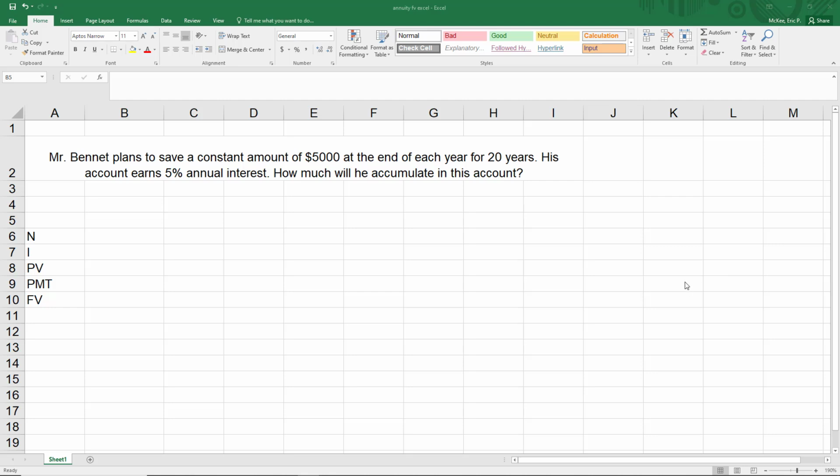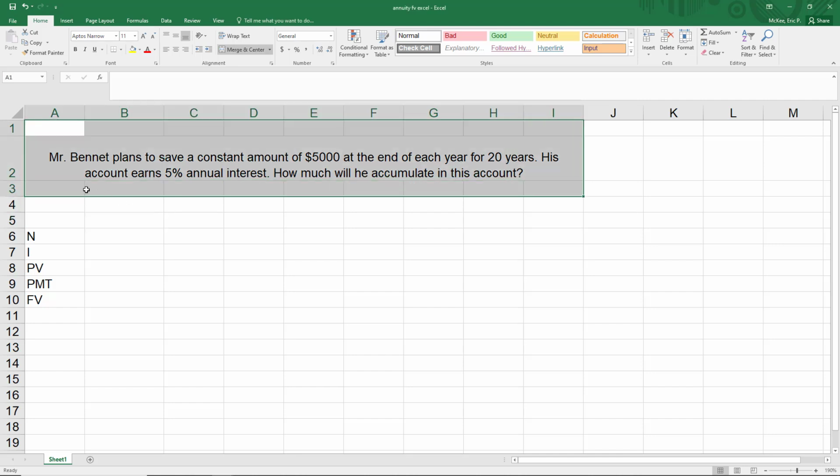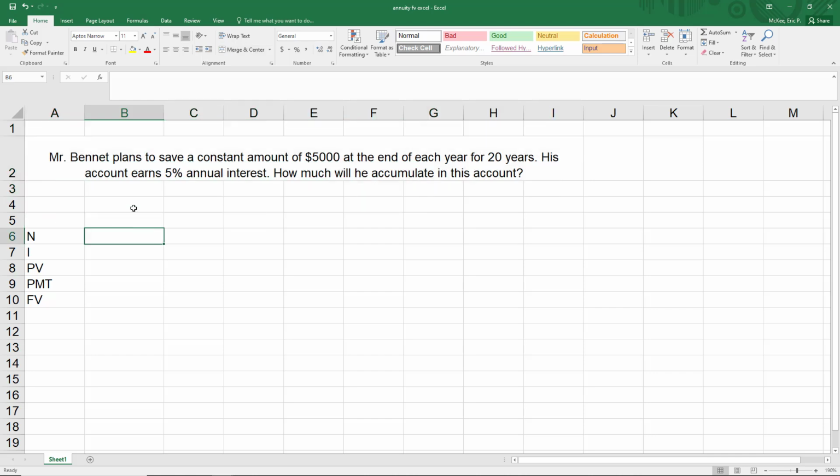I have prepared a standard annuity question here. Mr. Bennett is trying to find the future value of his annuity. He's putting money into a savings account each year, a constant amount every period, so it's an annuity. Now, for any annuity question, it's best to get started by taking this verbal description and converting it into actual numbers attached to each of the annuity characteristics.